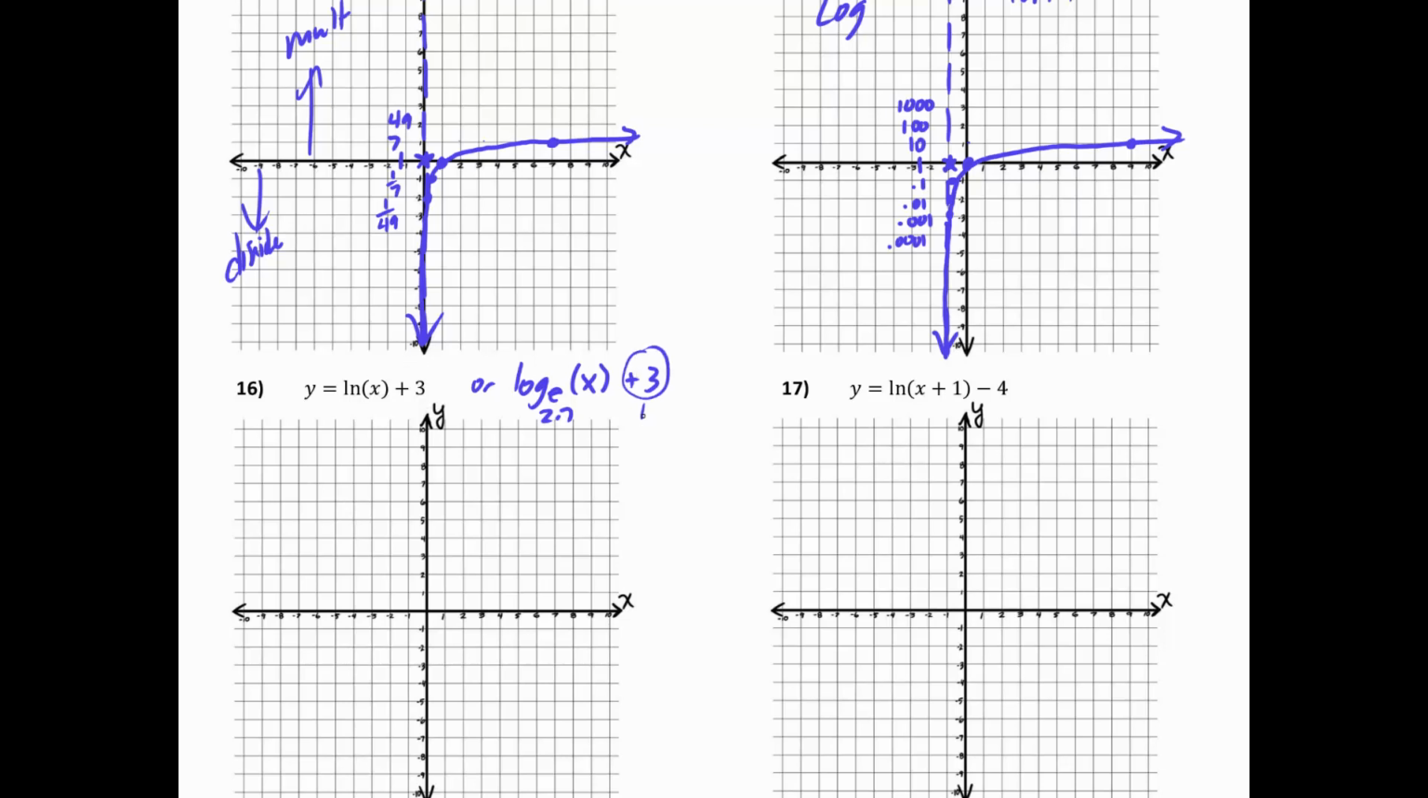Now, where do I move? The plus 3 tells me I need to move up 3. So up 1, 2, 3, I put my star right there. Logarithms have vertical asymptotes, so I draw that in. Can't cross that. And then my first dot is 1 away. Now 1 multiplied by 2.7 is 2.7. 2.7 multiplied by 2.7 is 7.29. 7.29 multiplied by 2.7 is 19.68.